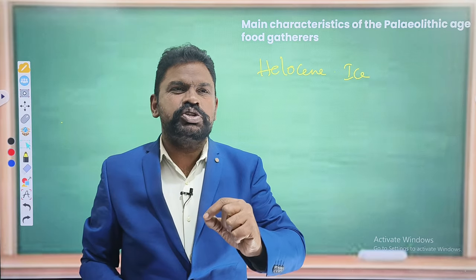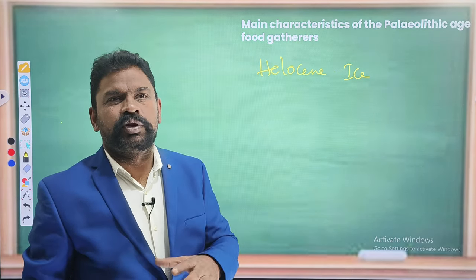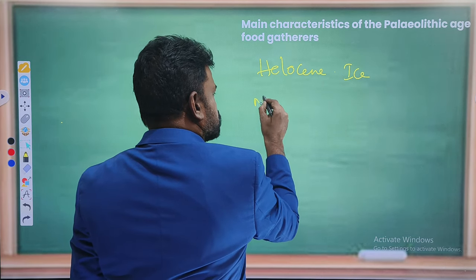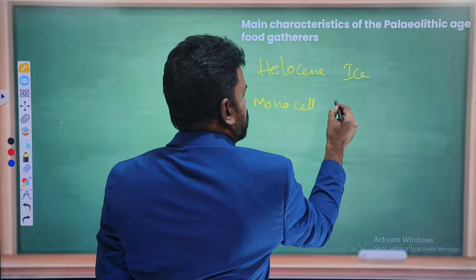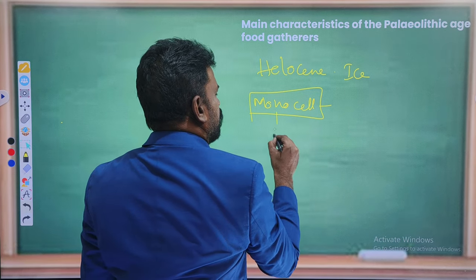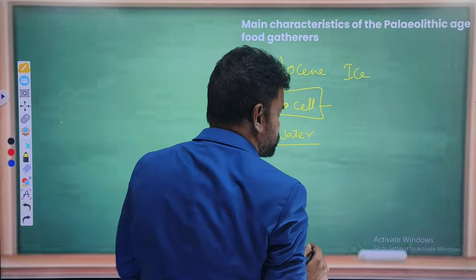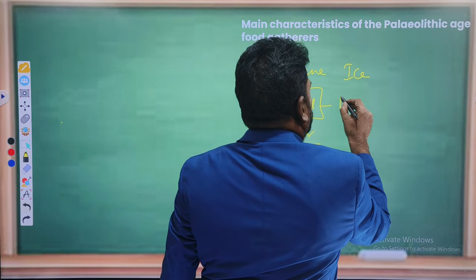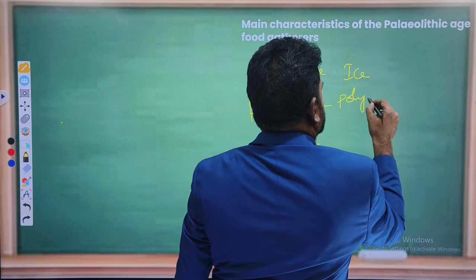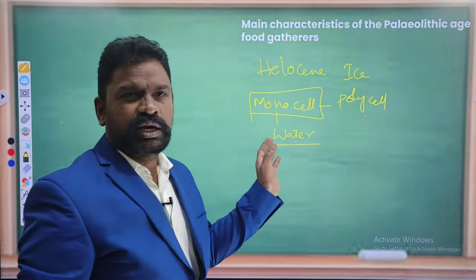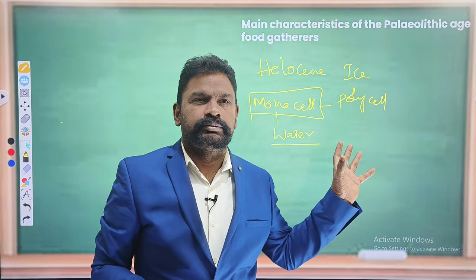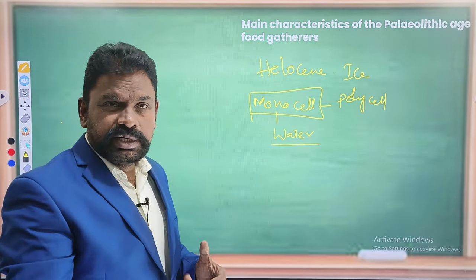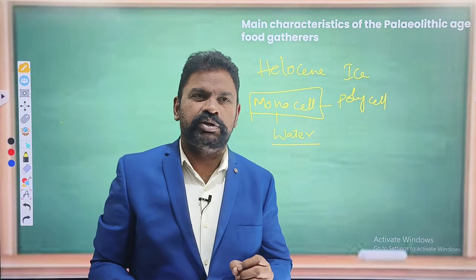During this period, the evolution of humankind started. First, the monocell started from the water, so life started for the first time. Life started from the water. The monocell converted into polycell, that is multicell. We know that too. After this, slowly, birds, trees, and all these things evolved, and then humankind evolved.